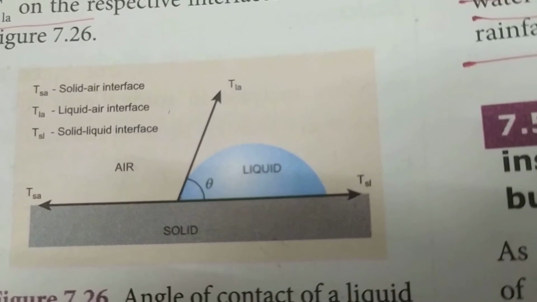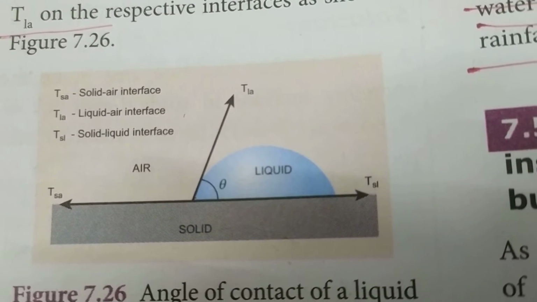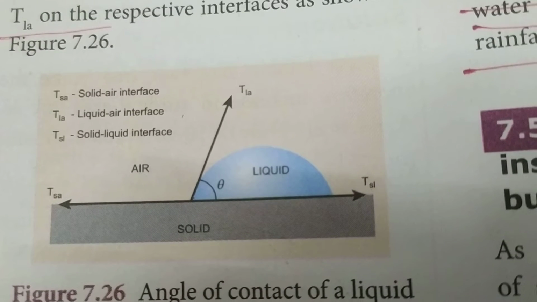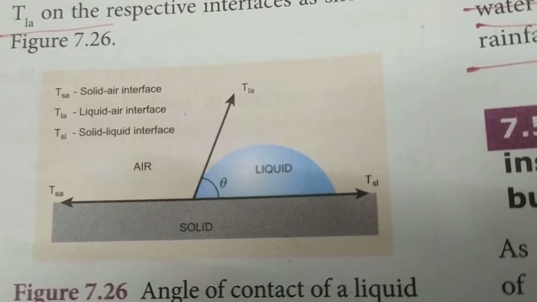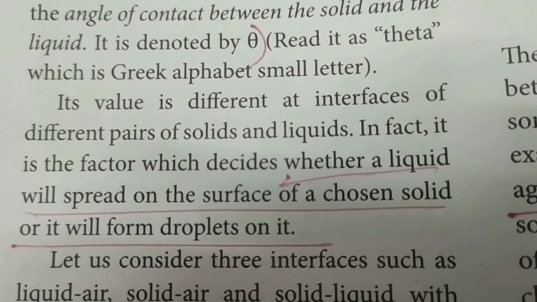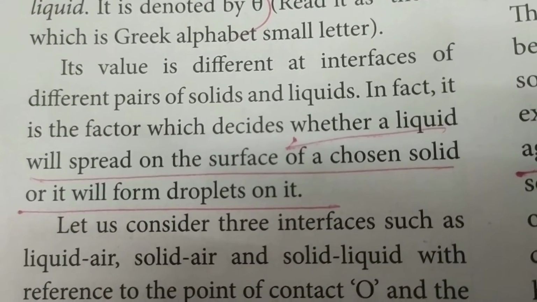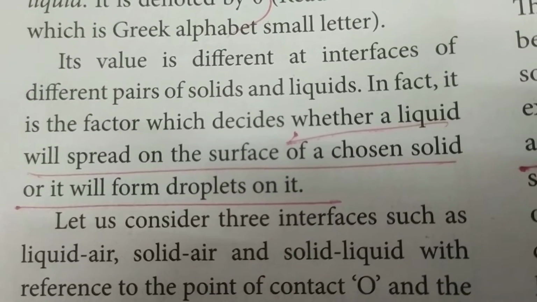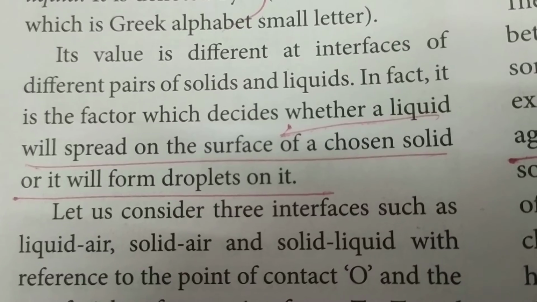And here when you see, there are three interfaces: air, liquid and solid. So three phases are in contact with each other, and we shall see them one by one. This angle of contact decides whether the liquid will spread on the surface of a chosen solid or it will form droplets on it. So the angle of contact is the main factor which decides this.